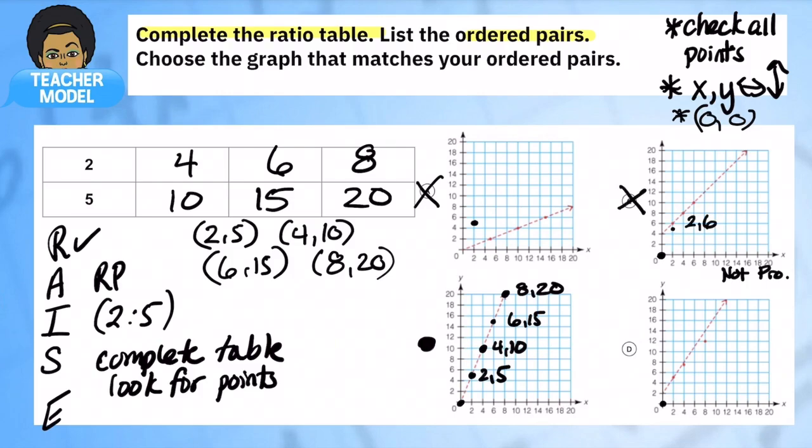It is also not starting from 0, 0, so it's not a proportion. But they do have the first point, 2, 5. And the next point looks like it is 4, 8. That does not match our second point of 4, 10. So no, this one doesn't match either. All right, so we are very confident in our choice of B. So we're going to stop there so you can jot this down into your notes.